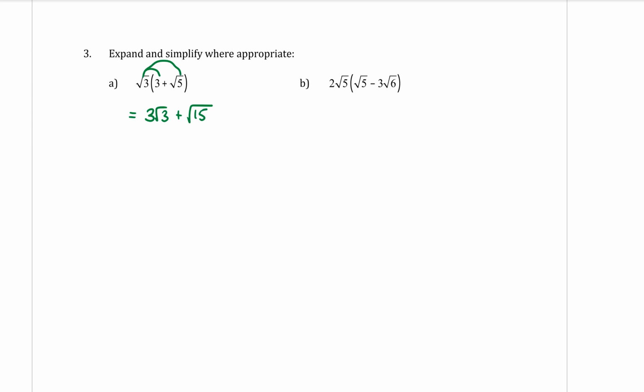That's it, can't simplify it. Can't divide by 3, like we can't divide it and make it any smaller, so that's it.